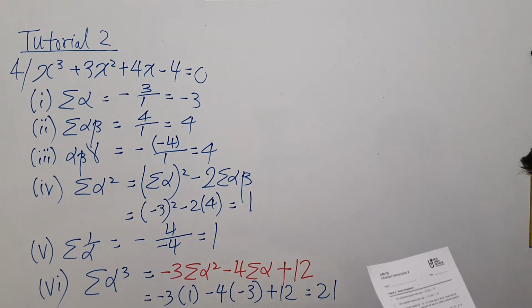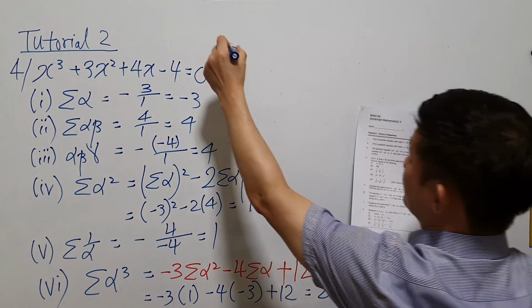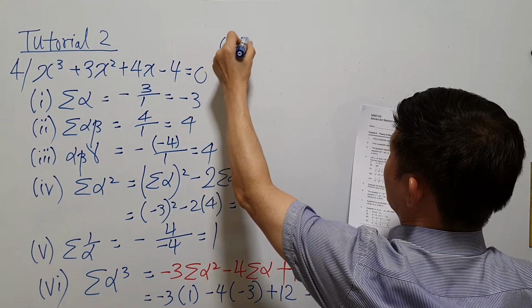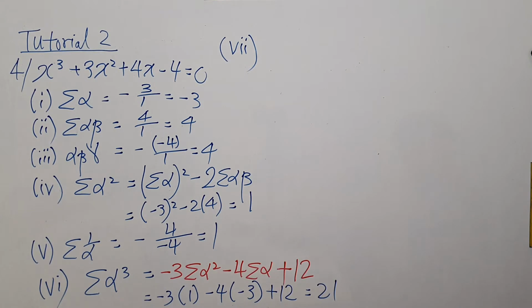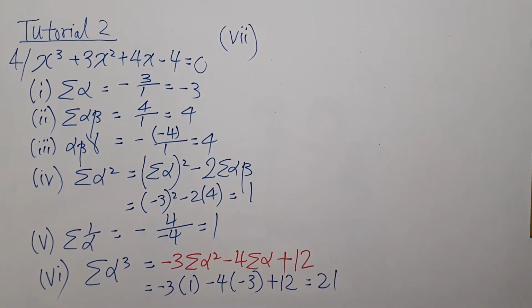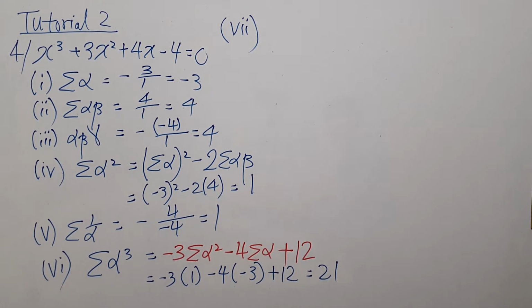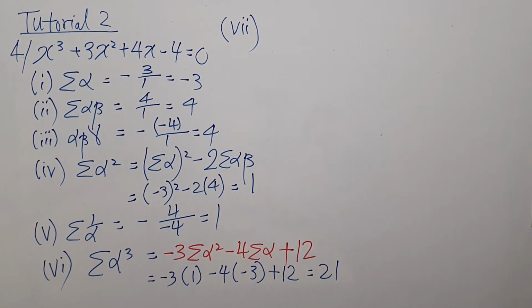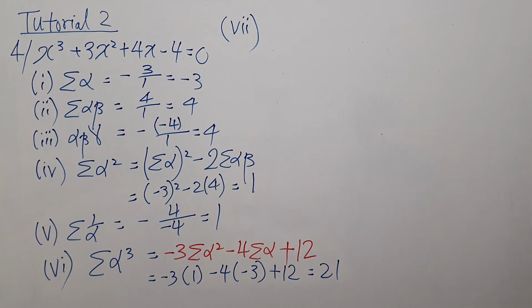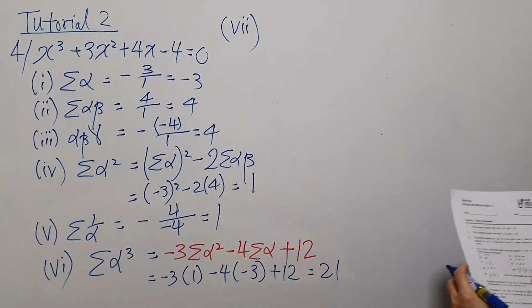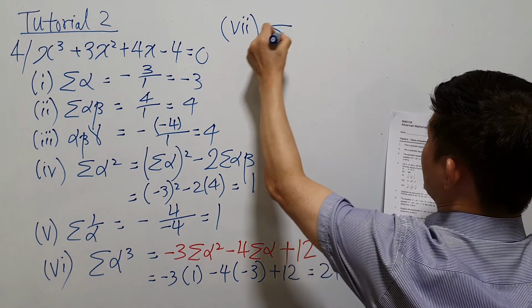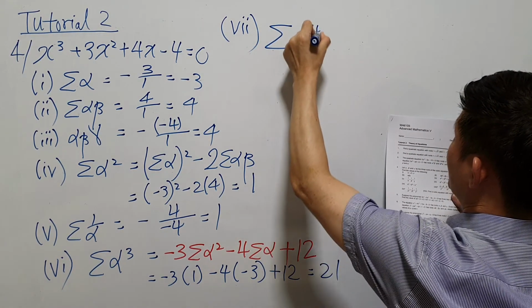Part 7. Okay, part 7. Now that you know how to do part 6, to do part 7 is similar. Okay, how do you do it similarly? Alright, okay, now I can see better. Now to do part 7 in a similar fashion, you are actually required to find the summation of alpha to the power 4.